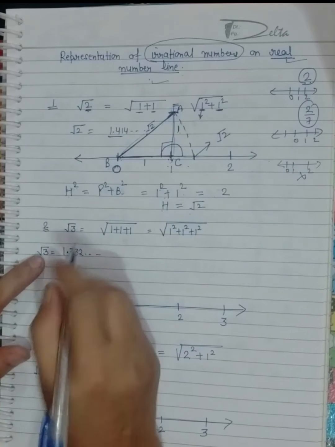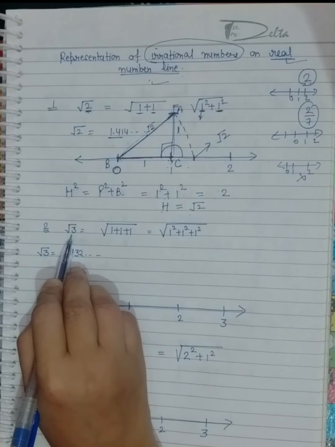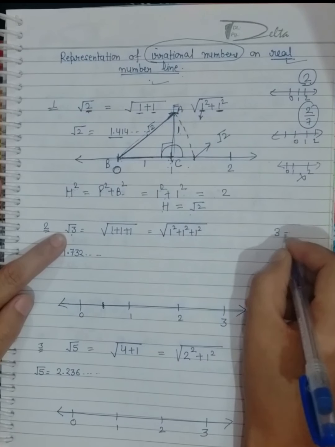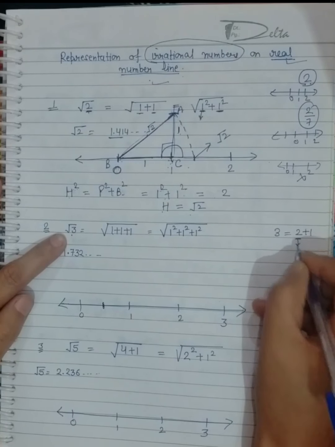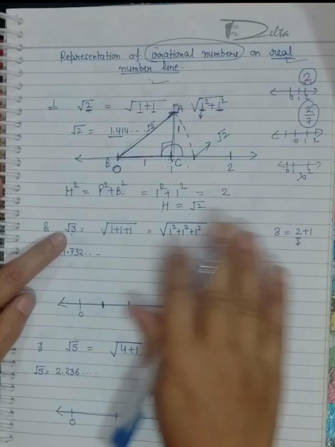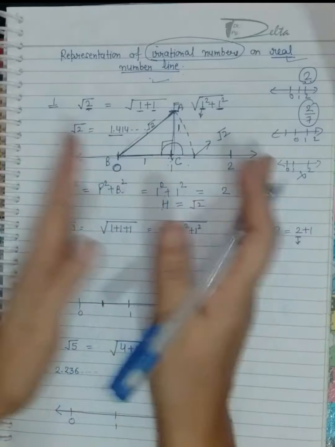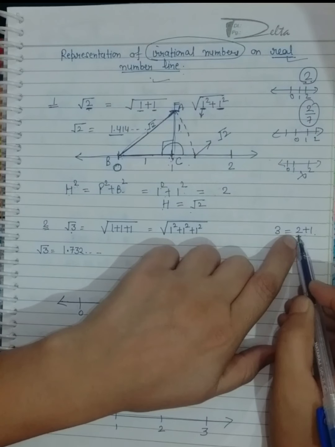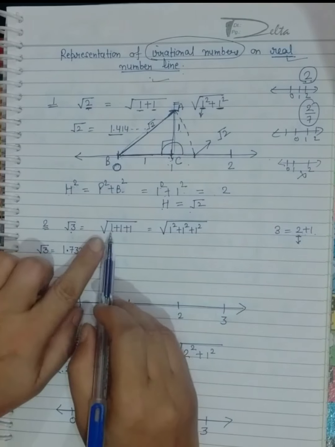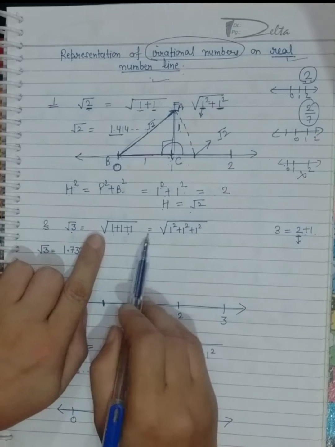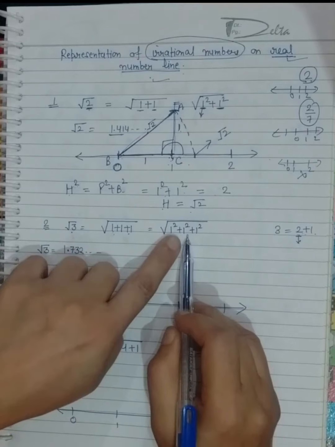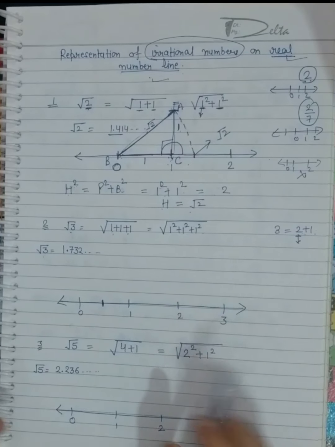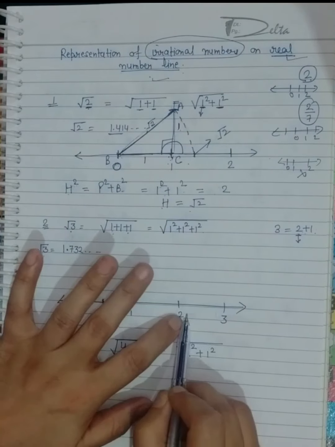Now let us take another example, root 3. Same, the first step is to split root 3 as 1 plus 1 plus 1. Actually 3 can also be split as 2 plus 1, but 2 is not a perfect square number, because I have told in the first part that we will split such that both are perfect squares. If we split as 2 plus 1, 2 is not a perfect square, so to make it easy we will again split 2 as 1 plus 1. So I have already done 1 plus 1 plus 1, which is equal to 1 square plus 1 square plus 1 square, and the value of root 3 is 1.732 like that. It means again it will come between 1 and 2.